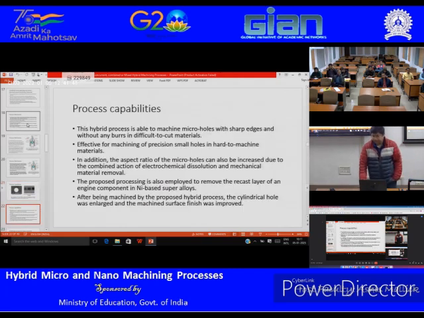Here definitely the advantage is profile accuracy and corner accuracy that we are talking about. For other processes it is a challenge, but here that challenge is overcome, so you will be able to get micro features with sharp edges without any burrs, right? So corner and profile accuracy can also be higher.